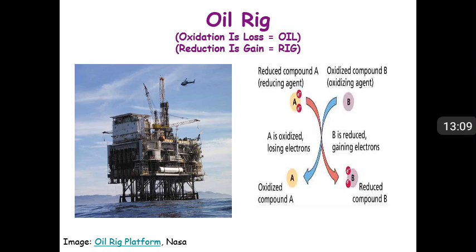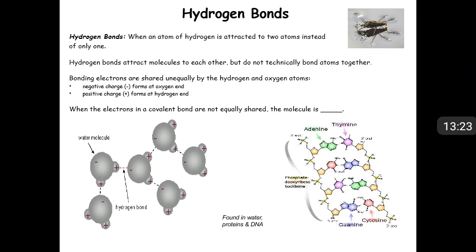OIL RIG is a similar example. You can see this image, an oil rig platform in NASA, and oxidation is loss, that means OIL, and reduction is gain, that is RIG.